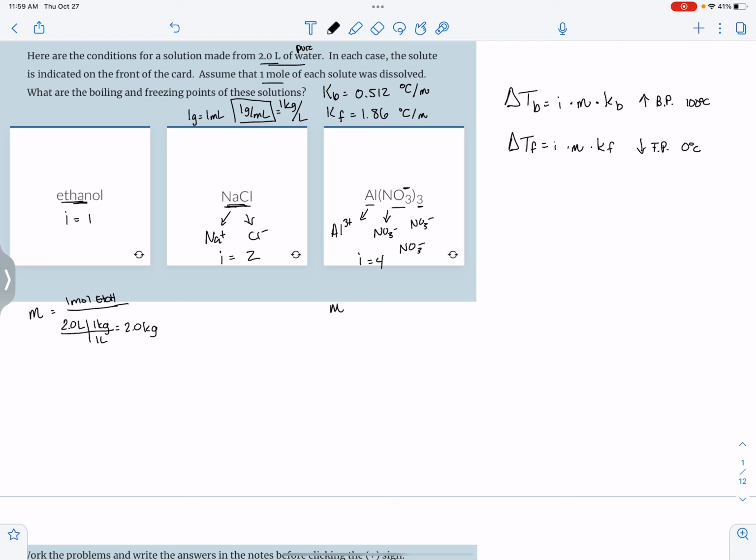So basically this answer is just giving us the kilograms. They're just hiding it in the molality unit. So that's the molality for that one. This one is 1 mole of NaCl over, and it's still that same 2 liters, which we know just converts to 2 kilograms of water. And then this is 1 mole of Al(NO3)3 over 2.0 kilograms. So now I have the problem set up and I'm going to work each of them individually.